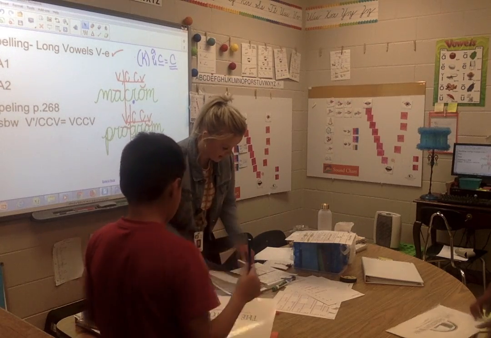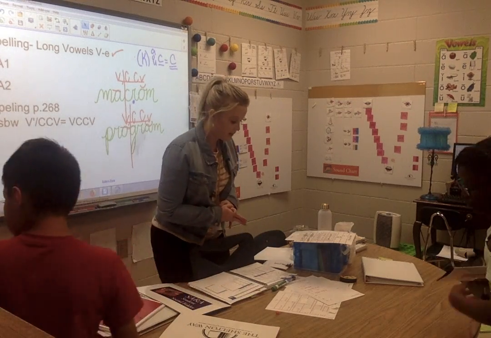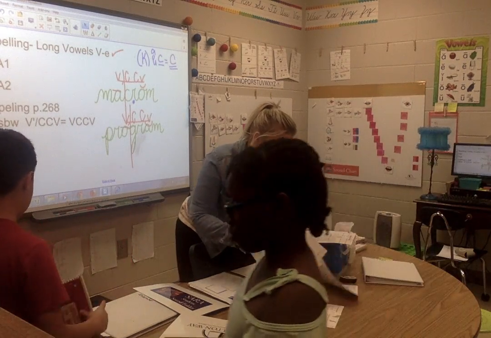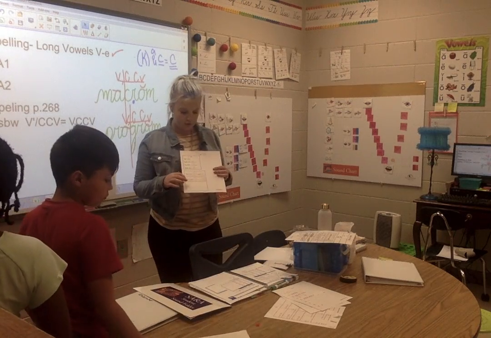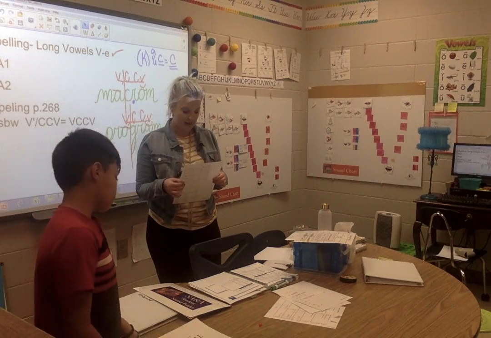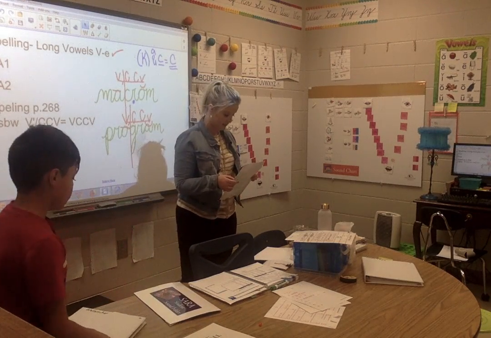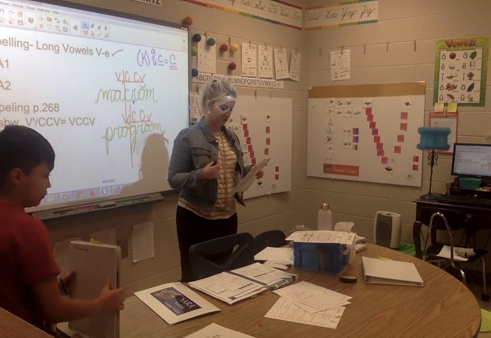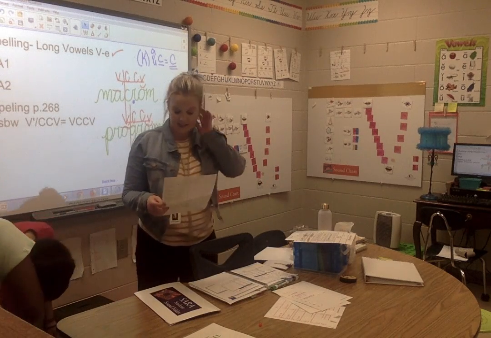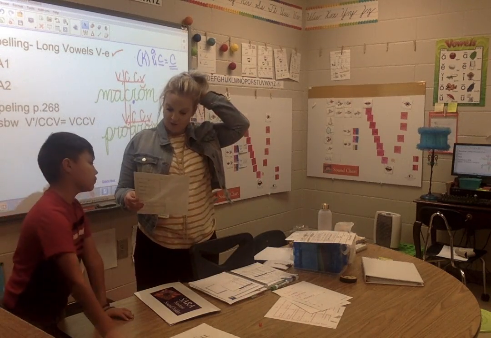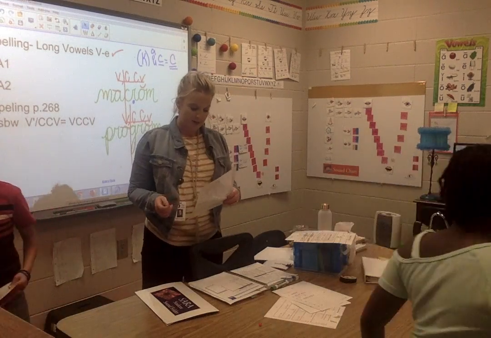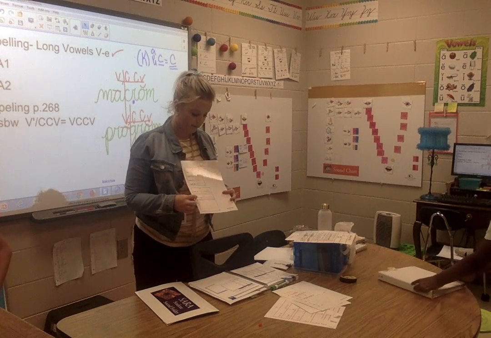I do want to go back and review our dropping rule. Give me just a second to find that chart. While you are cleaning, remember our doubling rule: when we have one vowel, one consonant, and one accent, we double that final consonant before adding the vowel suffix. Let's look at dropping. When we have a final consonant and a silent E, we drop that silent E before adding the vowel suffix.